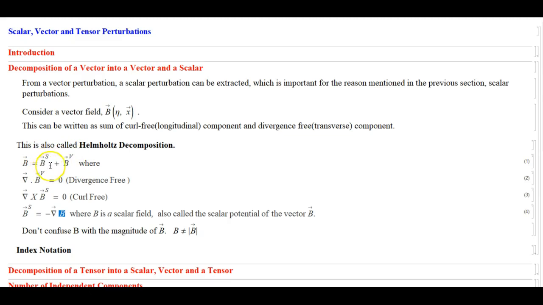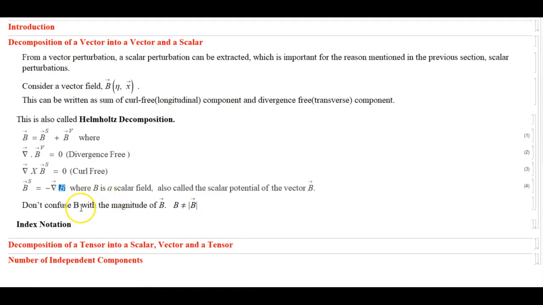BS vector is curl free, and BS vector can be written as minus the gradient of a potential B. B is a scalar field. So do not confuse B with the magnitude of B here. B is not the magnitude of this vector B, but BS is the negative gradient of the scalar field B.